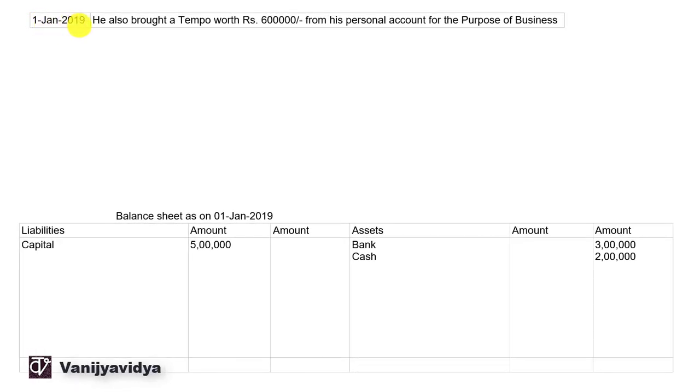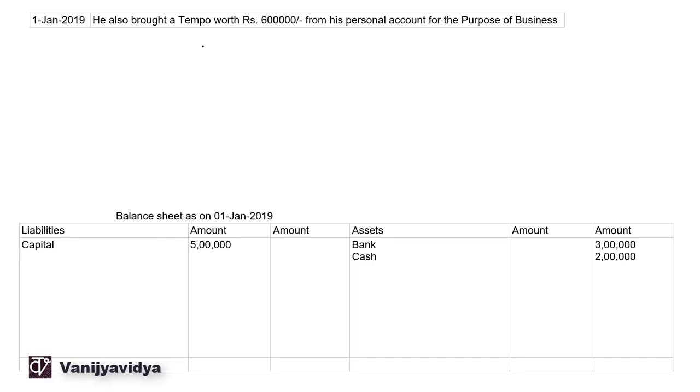On 1st Jan 2019, he also brought a tempo worth rupees 6 lakhs from his personal account for the purpose of business. So, Mr. Mohan has purchased a tempo worth rupees 6 lakhs and he has paid it from his personal account. So, indirectly, he has introduced a tempo as capital. Instead of depositing 6 lakhs in his bank account and then withdrawing it for the purpose of purchasing the tempo, he has directly paid it from his personal account.